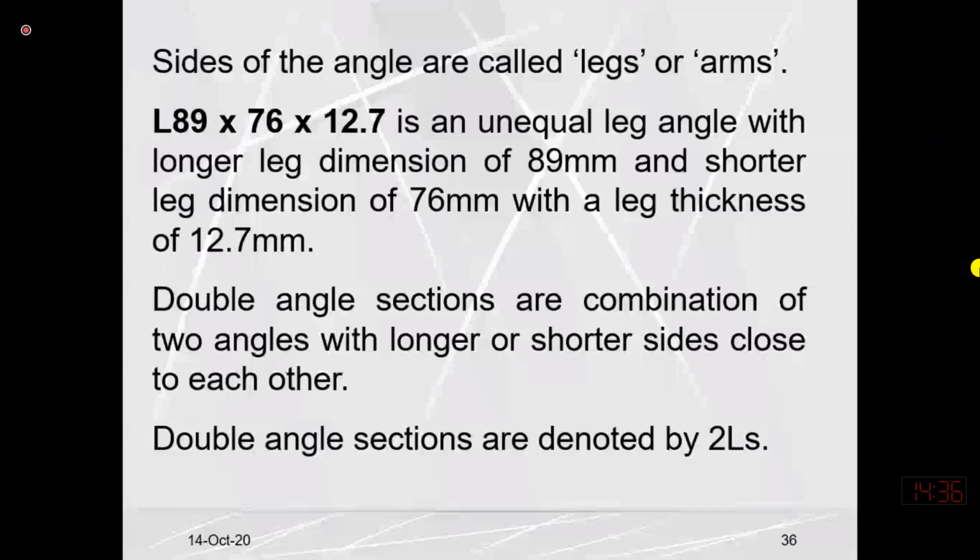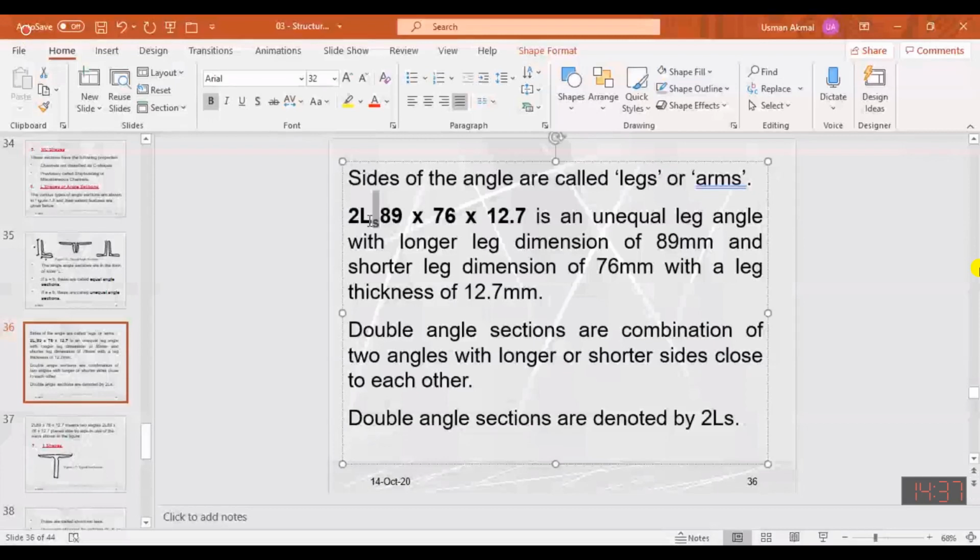Double angle sections are the combination of two angles with the longer and shorter sides close to each other. For double angle section, we use the notation 2L with a small subscript s. It means two angles used in combination. The longer leg is 89 millimeter, the shorter leg is 76 millimeter, and the thickness is 12.7.